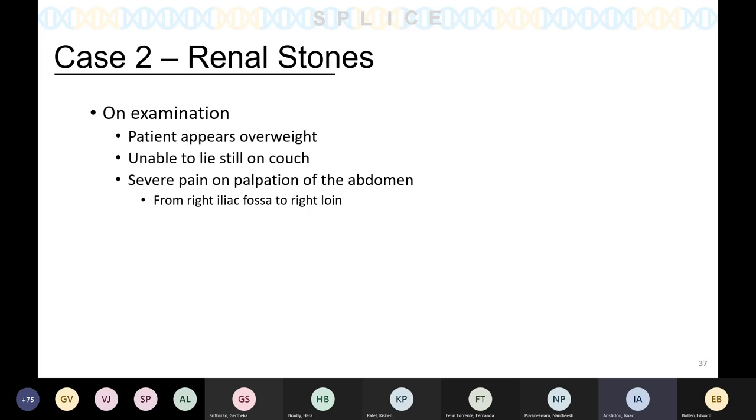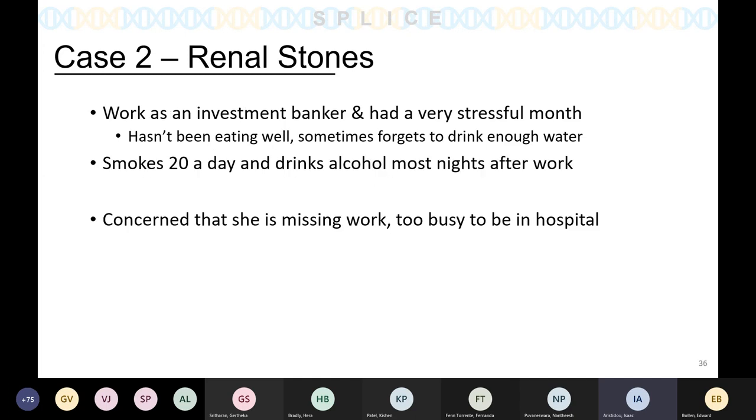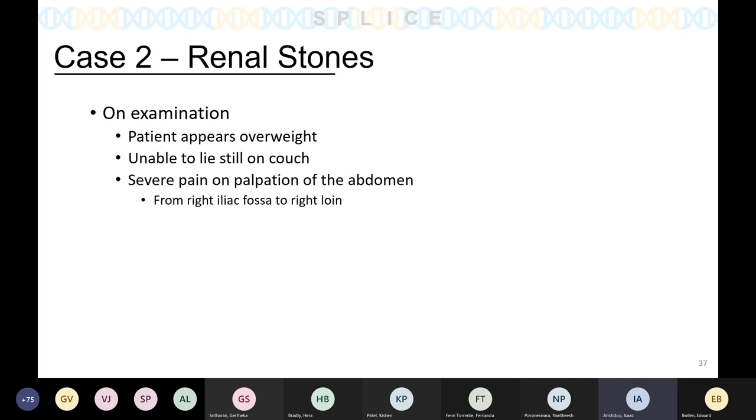She's too busy. On examination, she appears to be overweight. She's unable to lie still on the couch. She's got severe pain on palpation. So this is a barn door classic case. She's got quite a lot of risk factors. She smokes. She doesn't drink enough water. She's stressed. She's overweight. So she's quite a high risk patient. And she's got the classic presentation. She's unable to lie still, severe pain, colicky in nature.